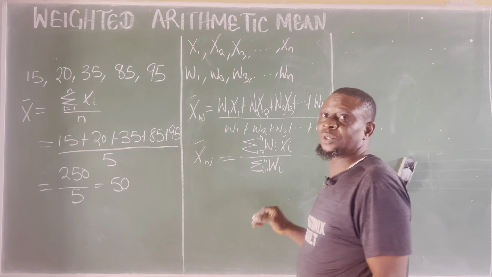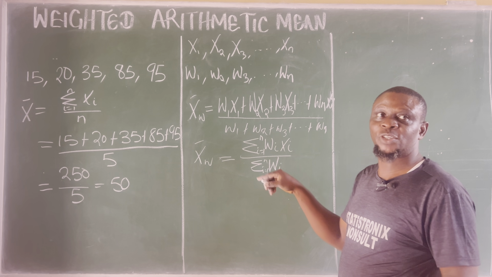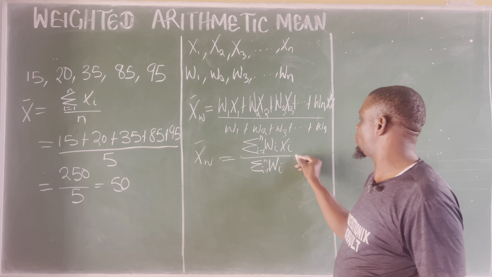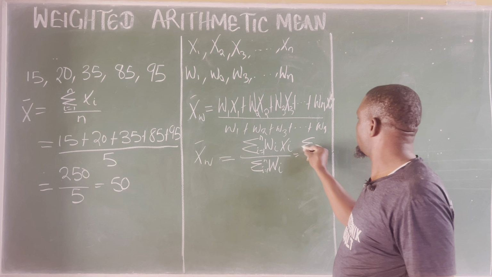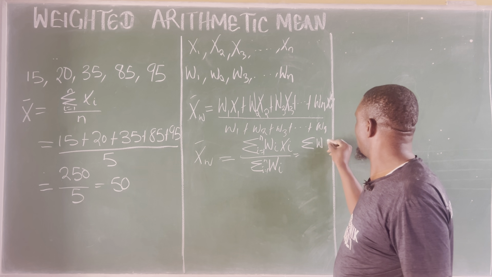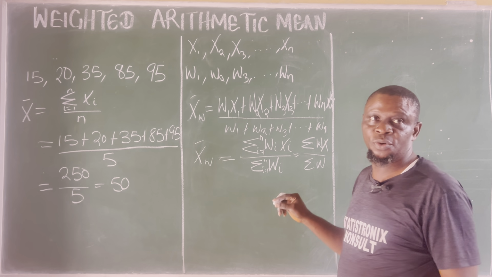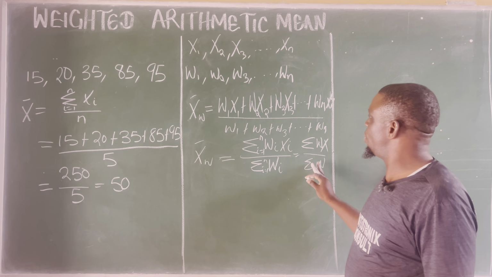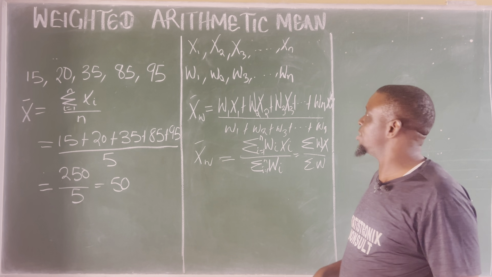However, don't be bothered about this subscript. You can actually write this without the subscript to say simply that this is equal to summation of Wx all over summation of W. Okay? So if you can do that, it's also fine. Now, let's look at an instance.